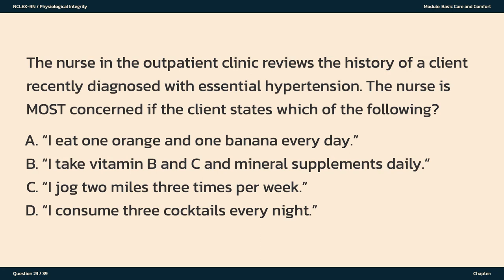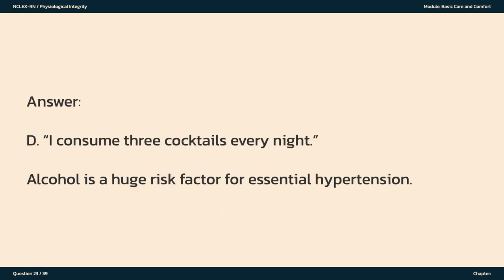The nurse in the outpatient clinic reviews the history of the client recently diagnosed with essential hypertension. The nurse is most concerned if the client states which of the following? A. I eat 1 orange and 1 banana every day. B. I take vitamin B and C and mineral supplements daily. C. I jog 2 miles 3 times per week. D. I consume 3 cocktails every night. The answer is D. I consume 3 cocktails every night. Alcohol is a huge risk factor for essential hypertension.